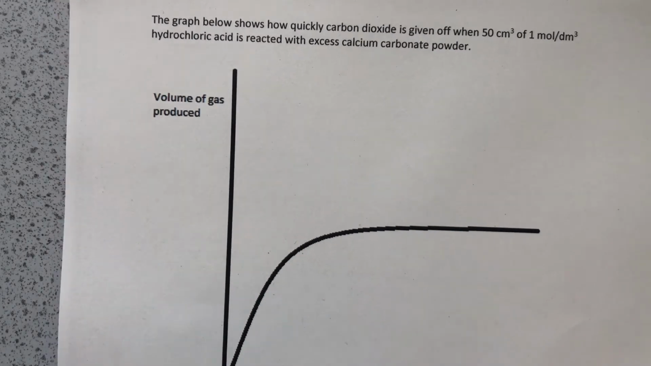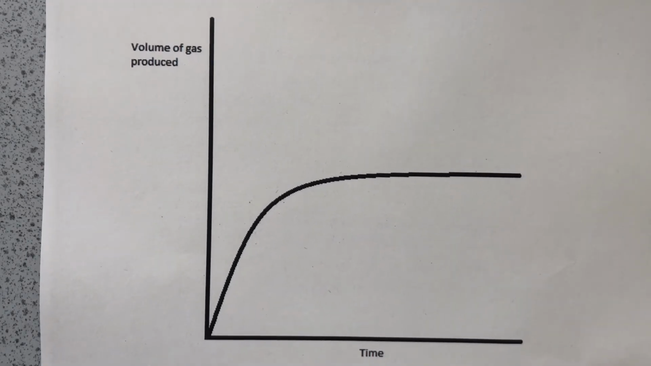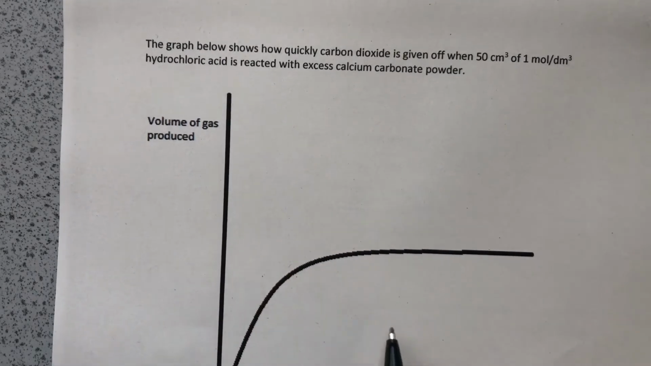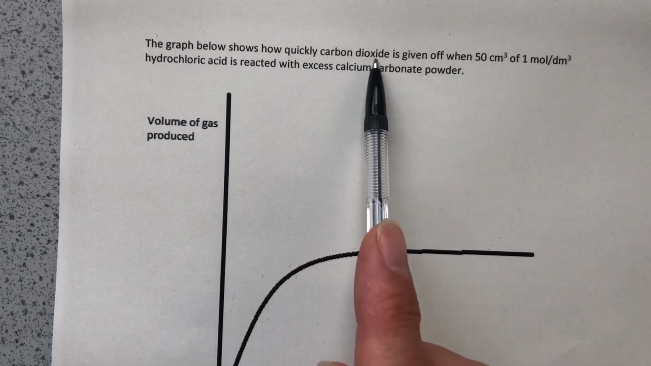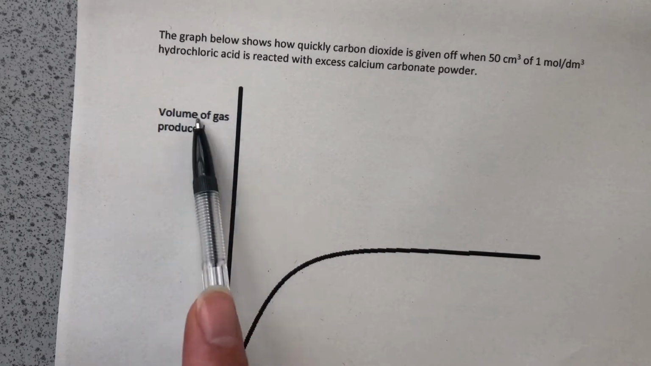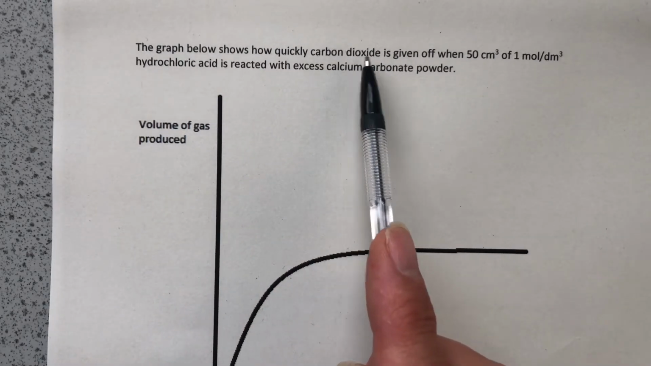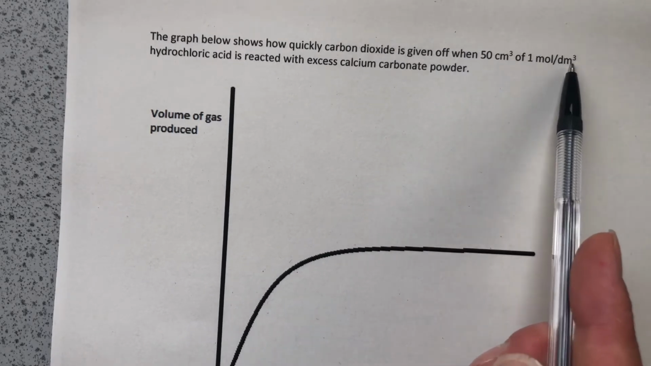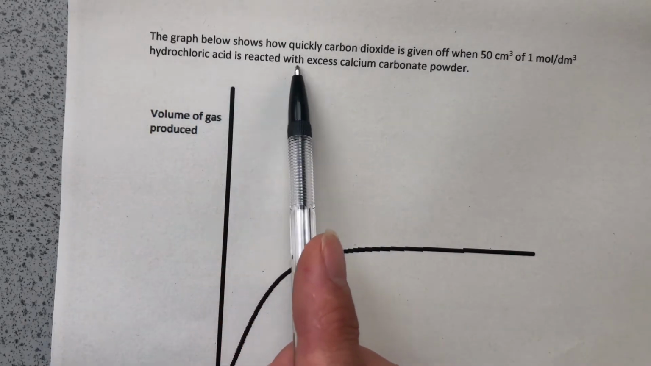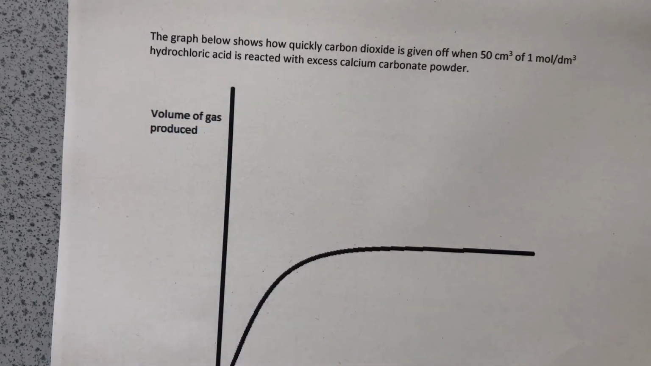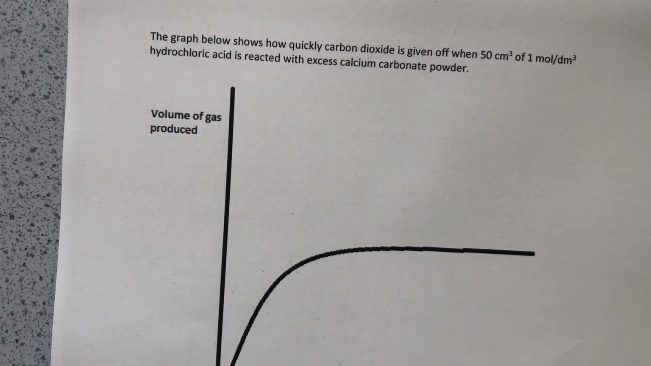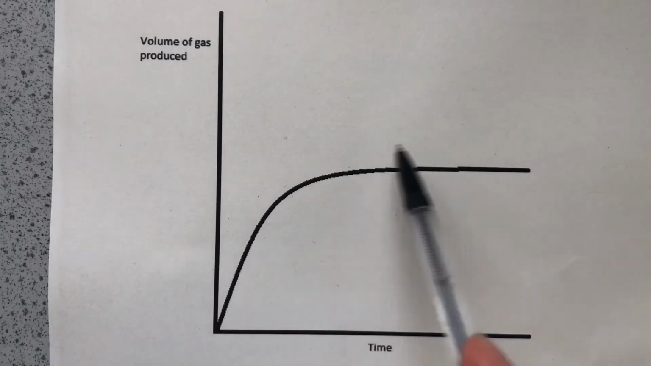So what we're trying to do is predict the shape of a graph of a rate of reaction when we've monitored the rate of a chemical reaction. The graph that's already there shows how quickly carbon dioxide gas is given off. We've got volume of gas on this axis, and we're monitoring the volume of gas every 30 seconds. So when 50 cm³ of 1 mol/dm³ hydrochloric acid is reacted with an excess of calcium carbonate powder, the acid and the calcium carbonate react, giving off carbon dioxide, and we're collecting that every 30 seconds. And that's our first graph.